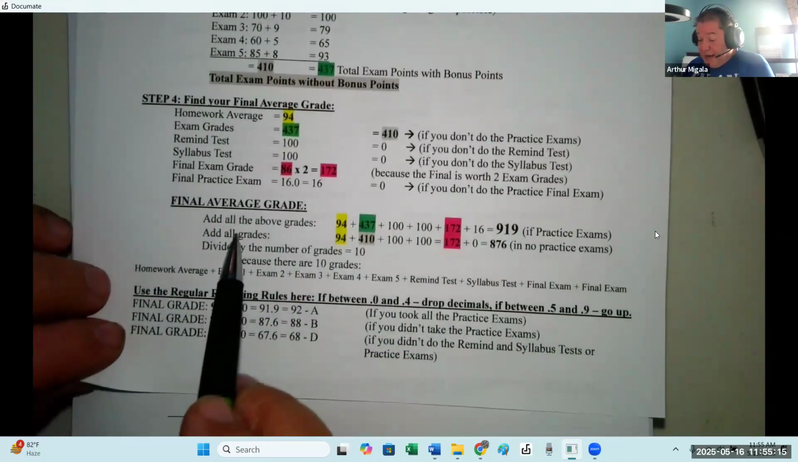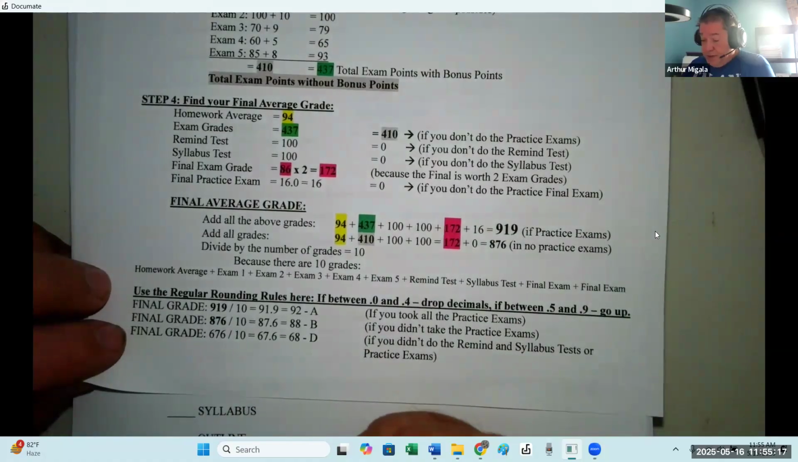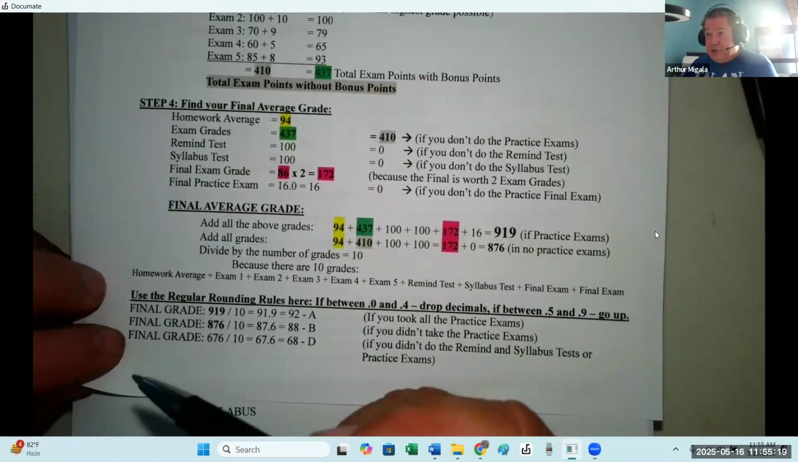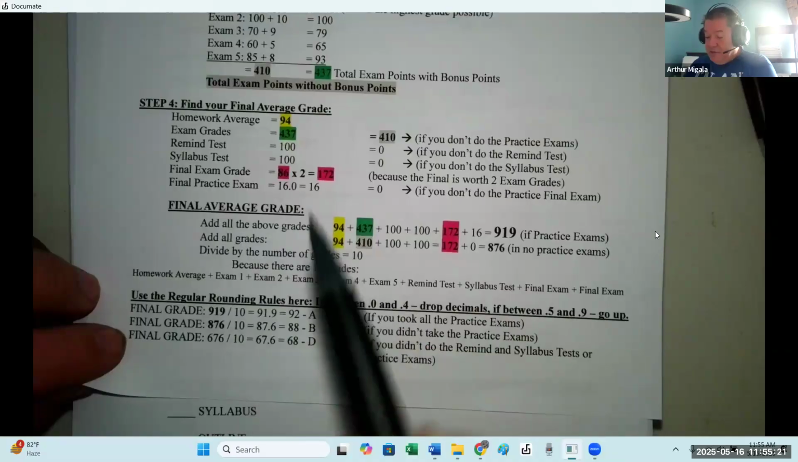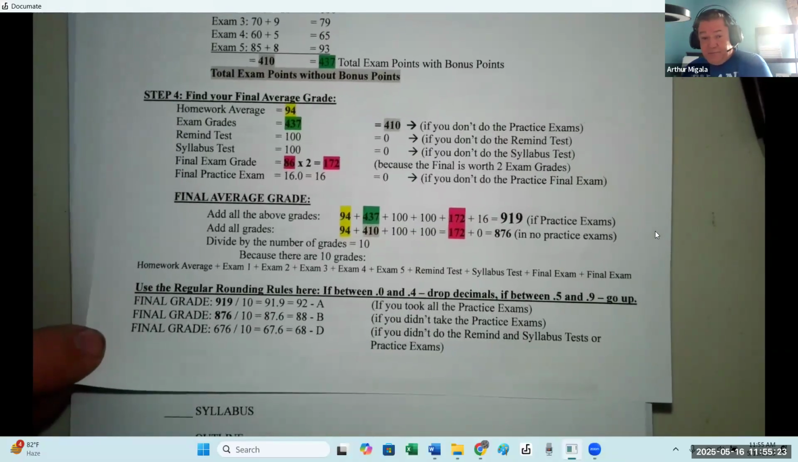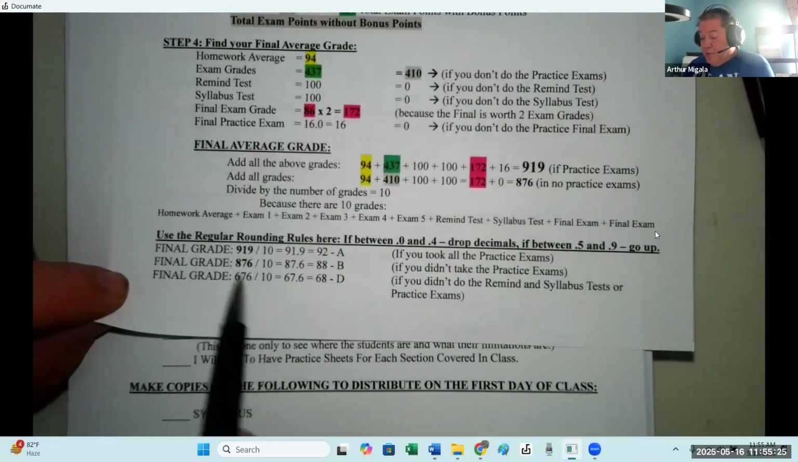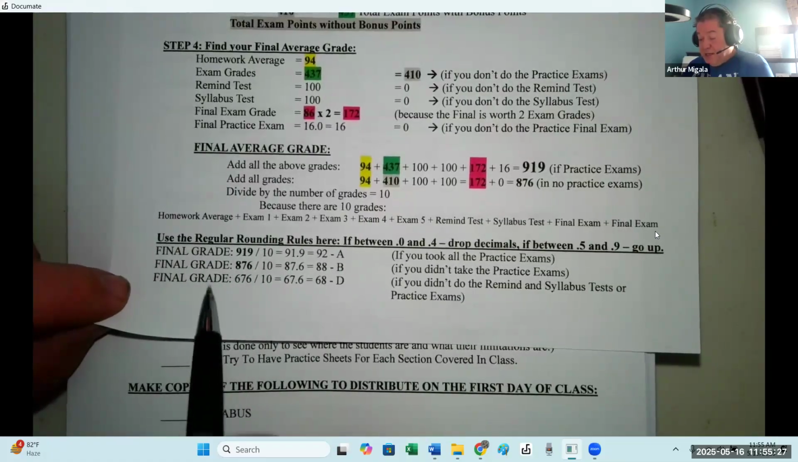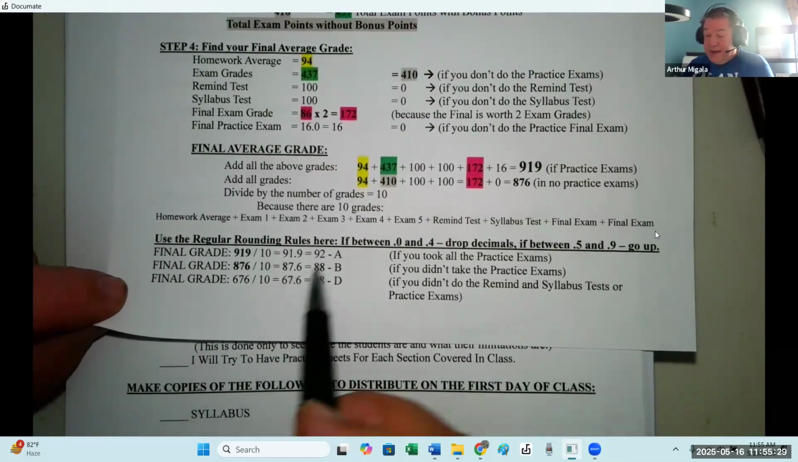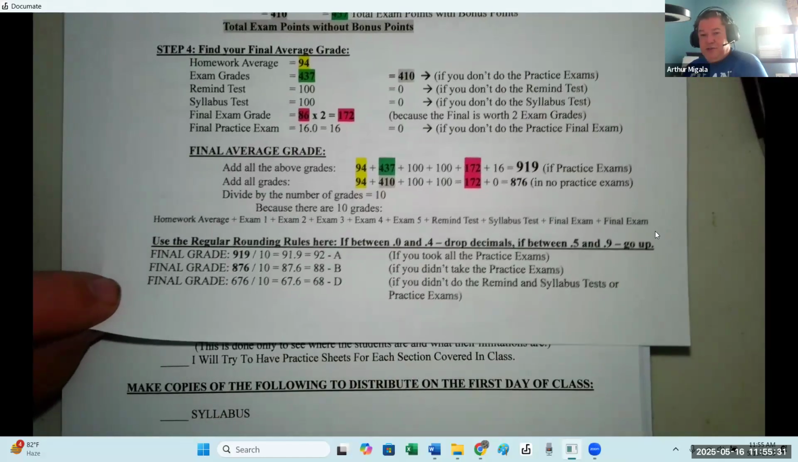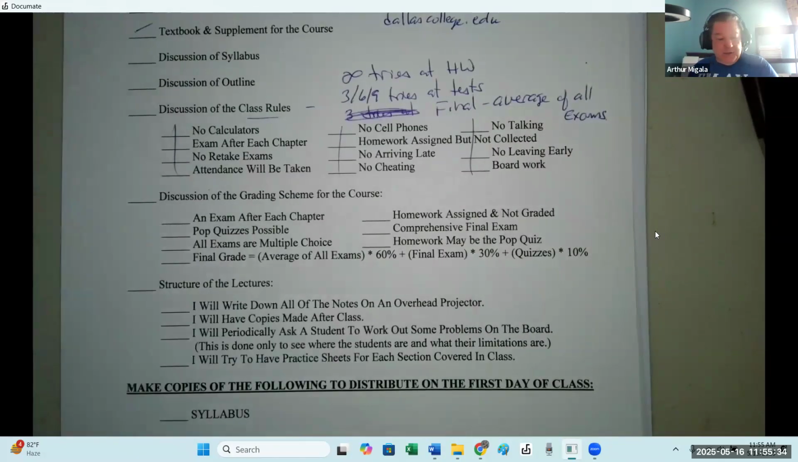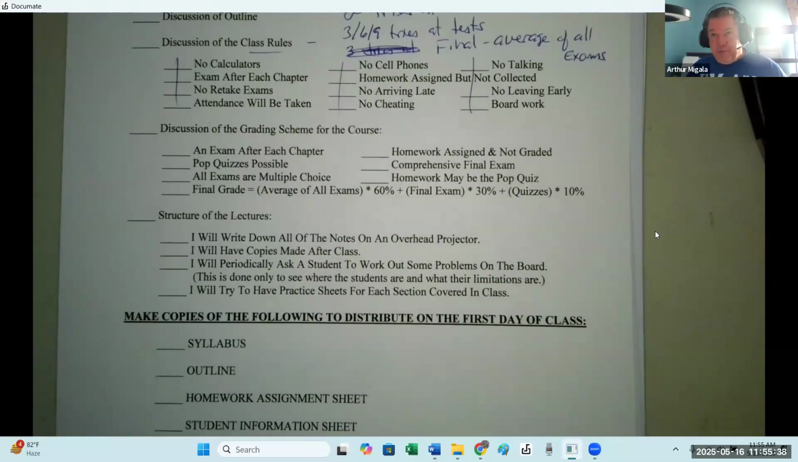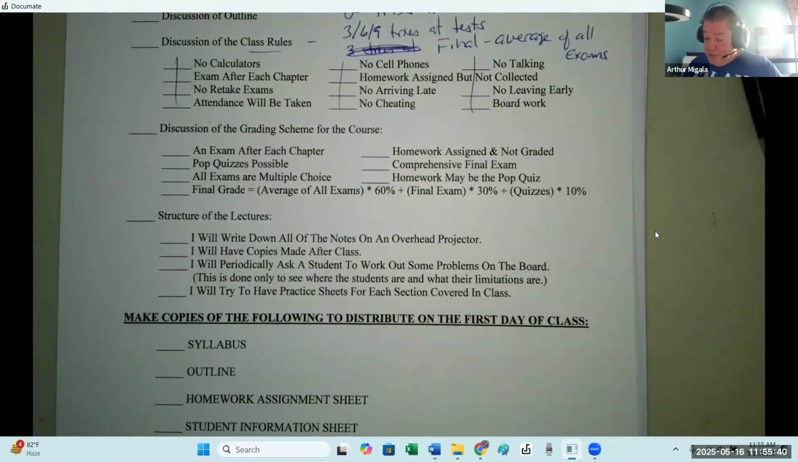And then pretty much add up all those grades, your homework grade, your test grades, your syllabus remind test, and divide by how many you have, and there you have it. And on the bottom, I put, well, if you don't take the practice exams, if you don't do the remind or syllabus test, how it affects your grades. Right. So that's the most important part that a lot of students have trouble with.